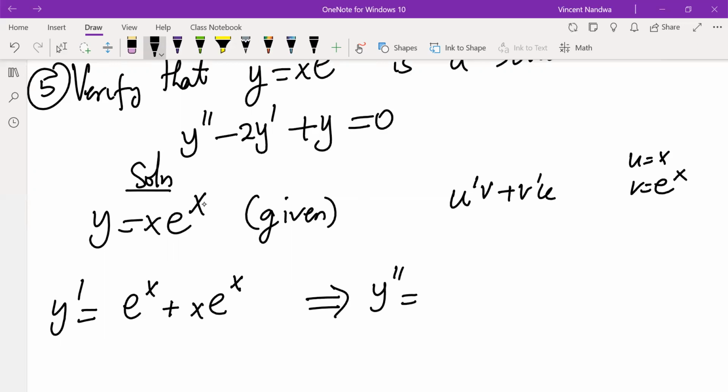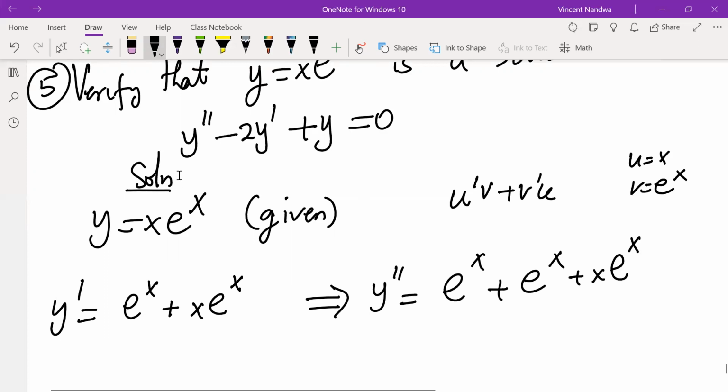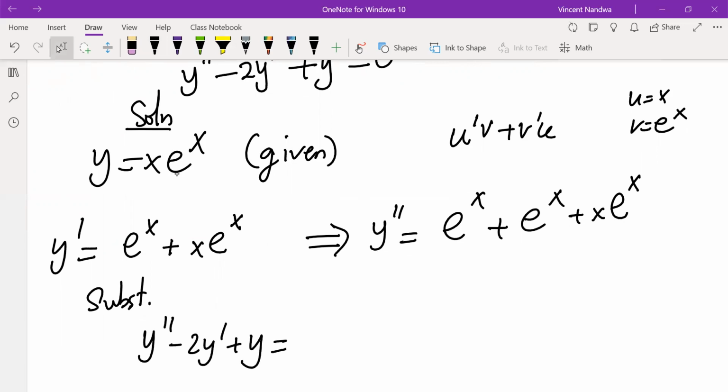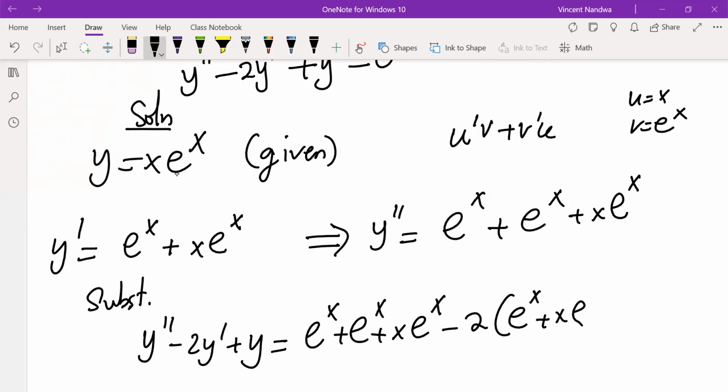Now, the second derivative will be, this one gives us e raised to the power x plus x e raised to the power x. So substituting, we get y double prime minus 2y prime plus y. For y double prime minus twice y prime, this is e raised to the power x plus x e raised to the power x. And then y is x e raised to the power x.